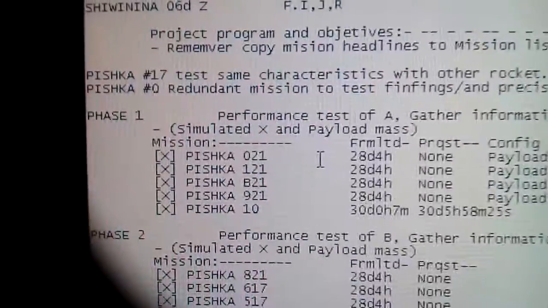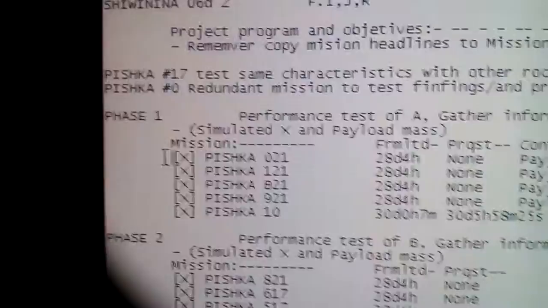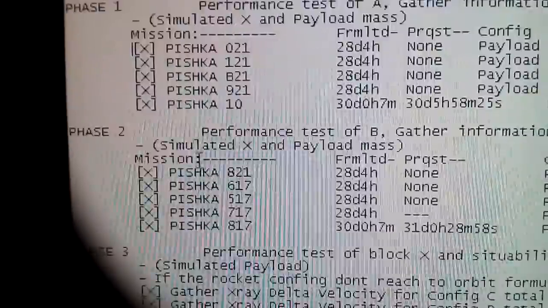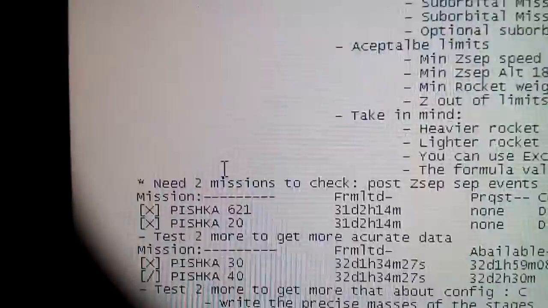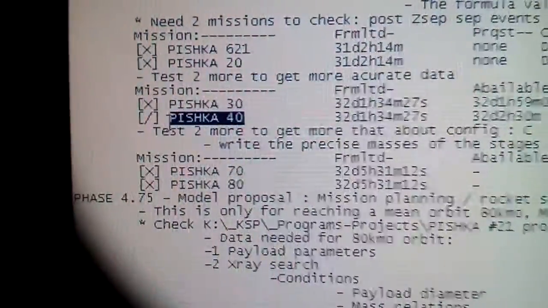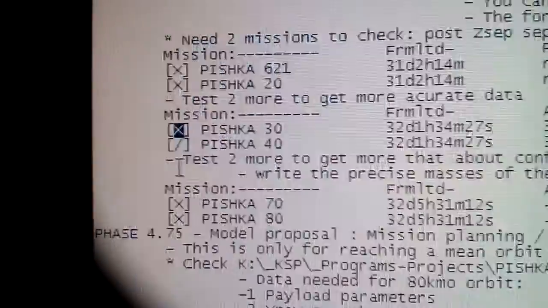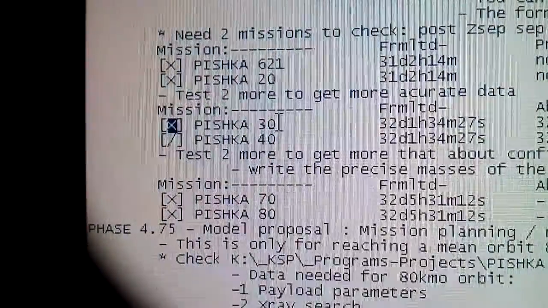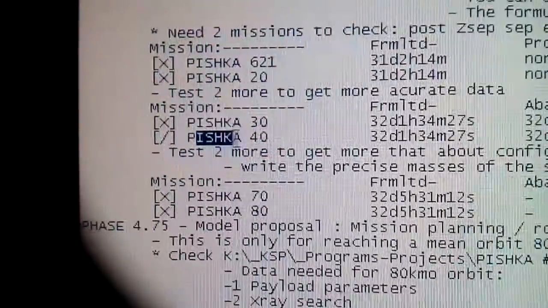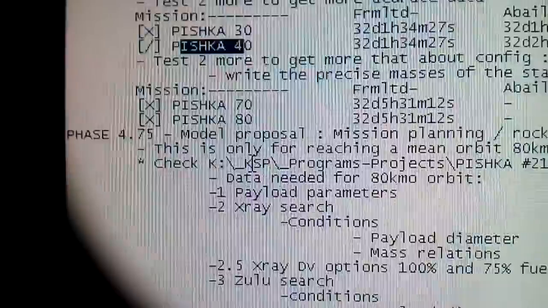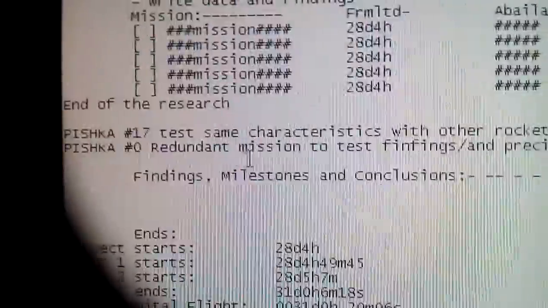These are the phases of the project. I don't know how to pronounce it. The project has various kinds of research. Some phases have missions like that to reach a specific thing. The X means the mission is completed to the end, and the slash means the mission is currently flying, and so on.